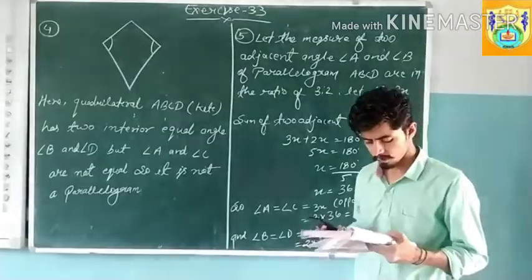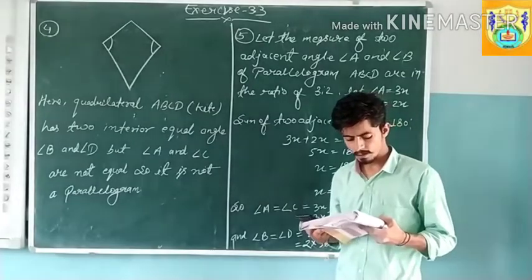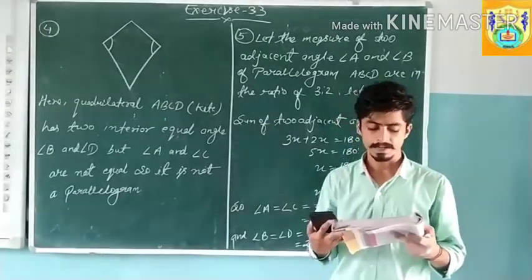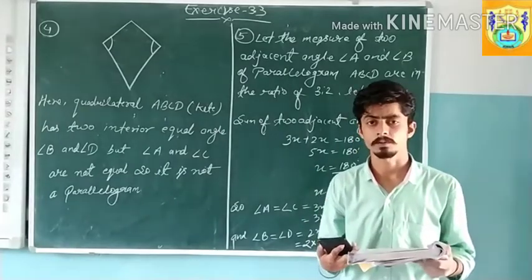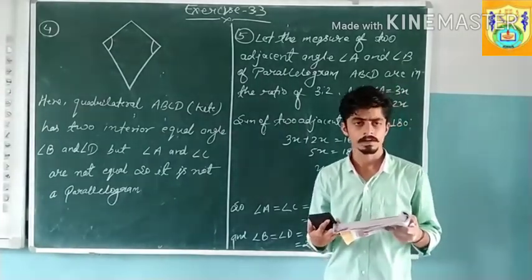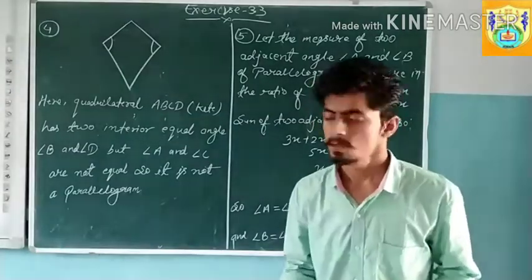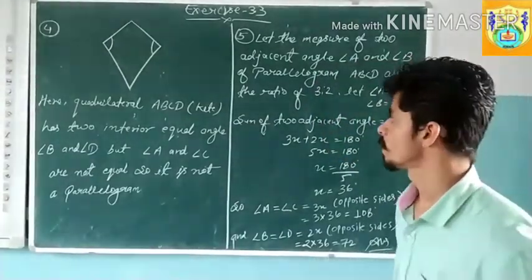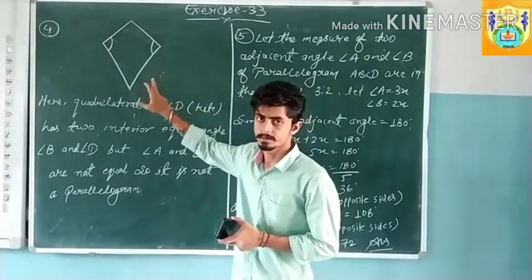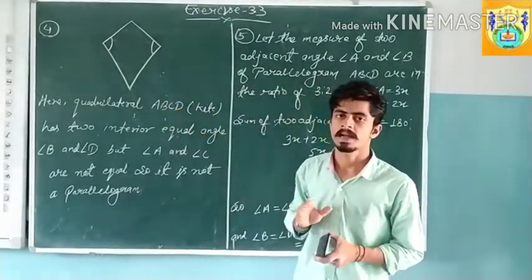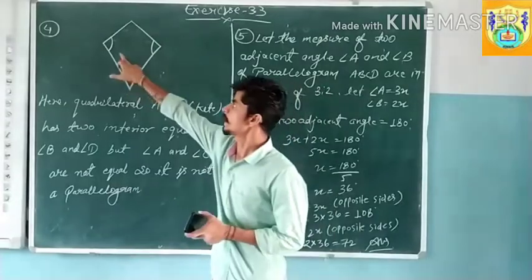Question number 4: draw a rough figure of a quadrilateral that is not a parallelogram but has exactly two opposite angles of equal measure. For this question, let us see the diagram, which is a kite. As we know, the kite has two equal angles.